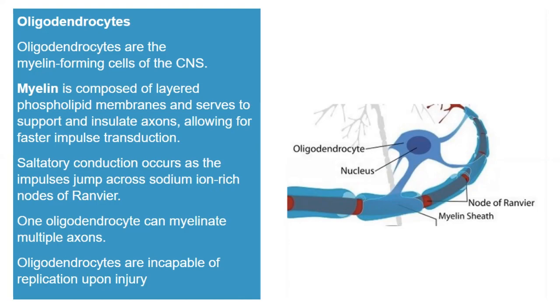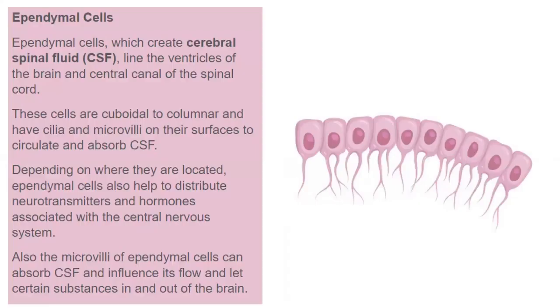Okay. Then there are ependymal cells. These create cerebrospinal fluid, line ventricles of the brain and central canal of the spinal cord. These are cuboidal to columnar in shape, have cilia and microvilli on the surface to circulate and absorb cerebrospinal fluid. Depending on where they are located, they help to distribute neurotransmitters and hormones associated with the central nervous system. Also, microvilli of ependymal cells can absorb CSF and influence its flow and let certain substances in and out of the brain.